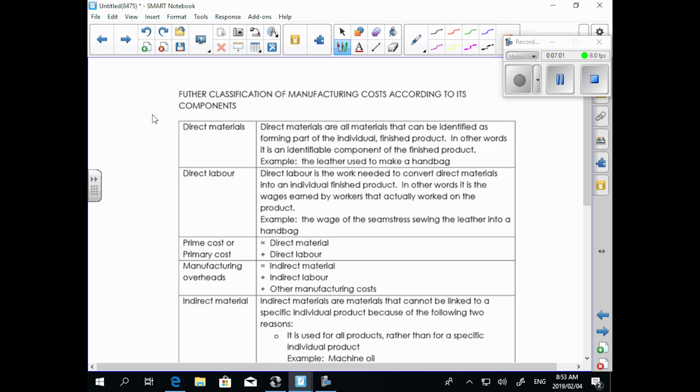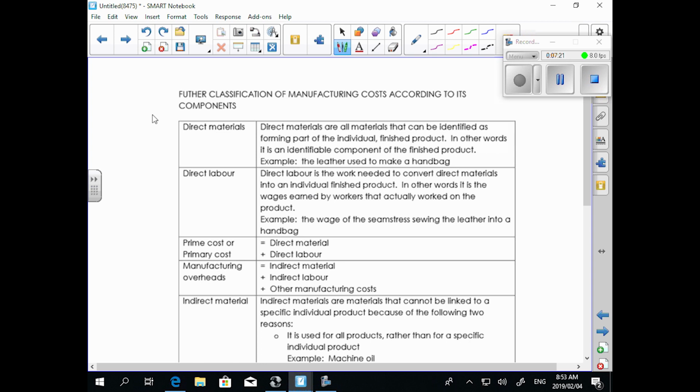So if you're making a chair, a wooden chair, obviously not the chairs that you're sitting on, you're going to have wood as a component. Your direct labor is going to be the work that's needed to convert the direct materials into an individual finished product. So yes, a lot of companies have machines now that make a lot of products, but there's still a lot of lines where they have people sitting there folding, packing, stitching and everything.